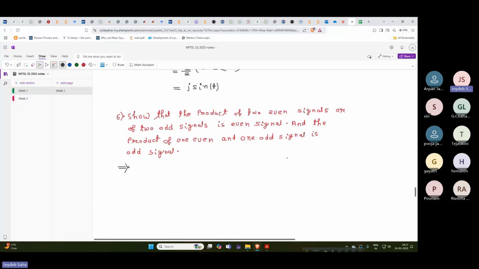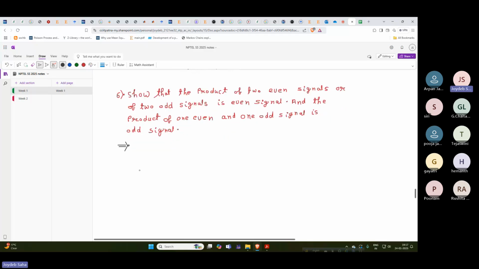So let us try to answer this question. What we know and what we have to do here. It is given that the product of two even signals or the product of two odd signals is an even signal, and we have to prove it. So part one of this question is the product of two even signals.